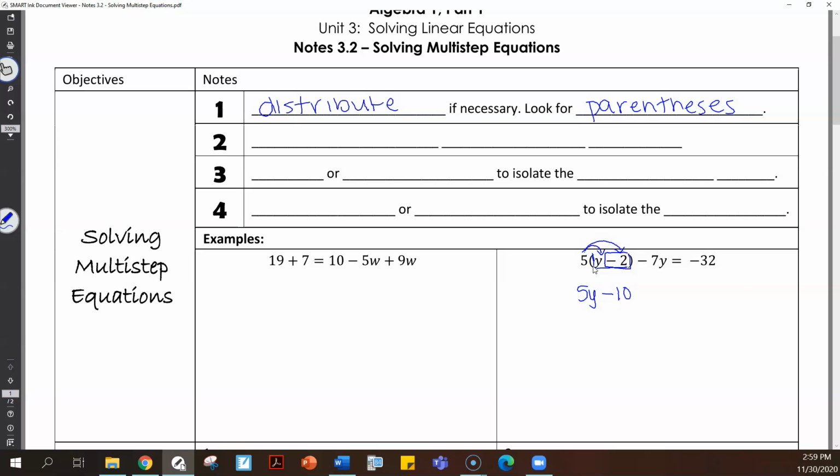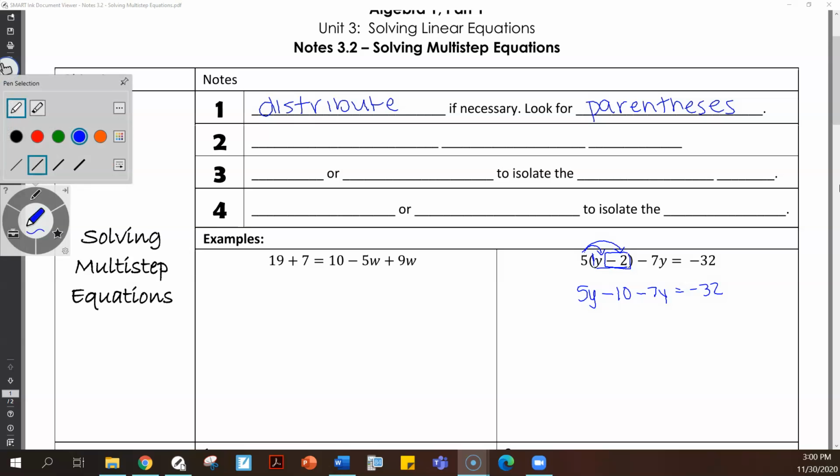Now, that's the end of my distributing. I've gone through my parentheses. I don't have any other parentheses, so everything else can just come down. Negative 7y comes down equals negative 32. So my first step is going to be to get rid of any parentheses I have by distributing.